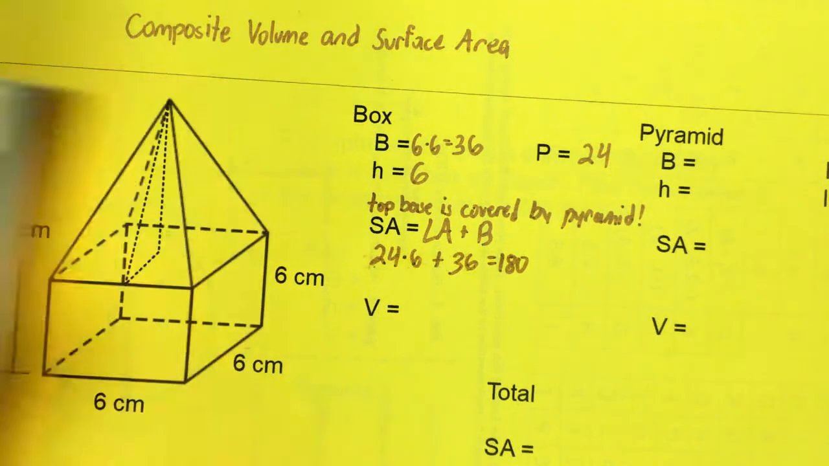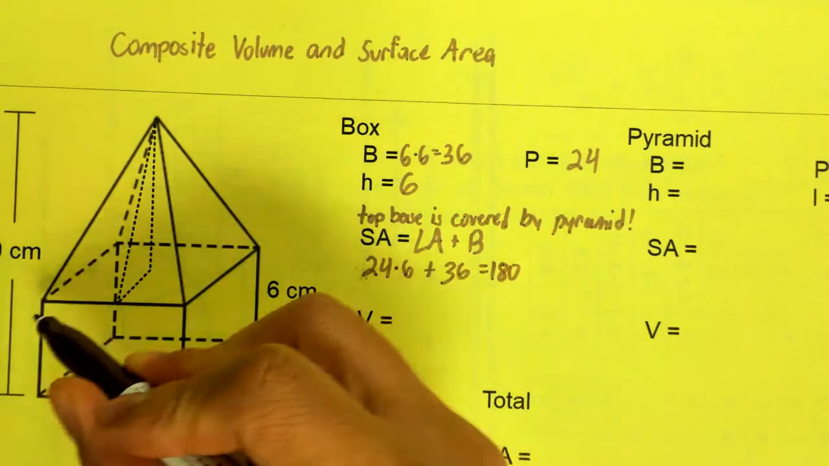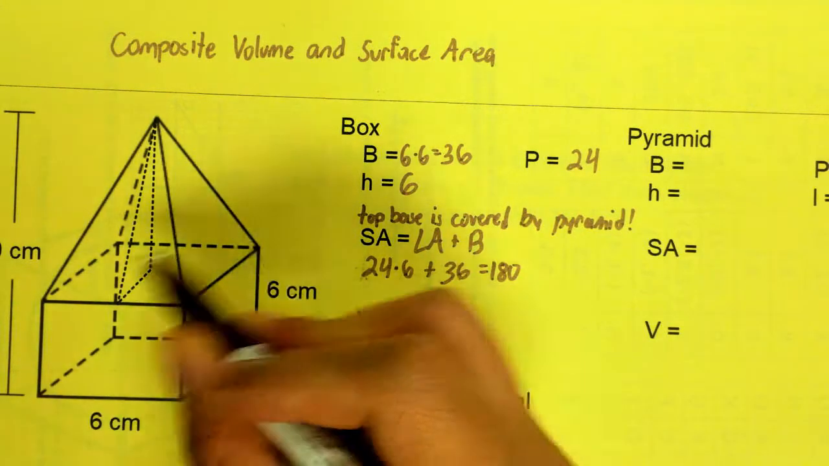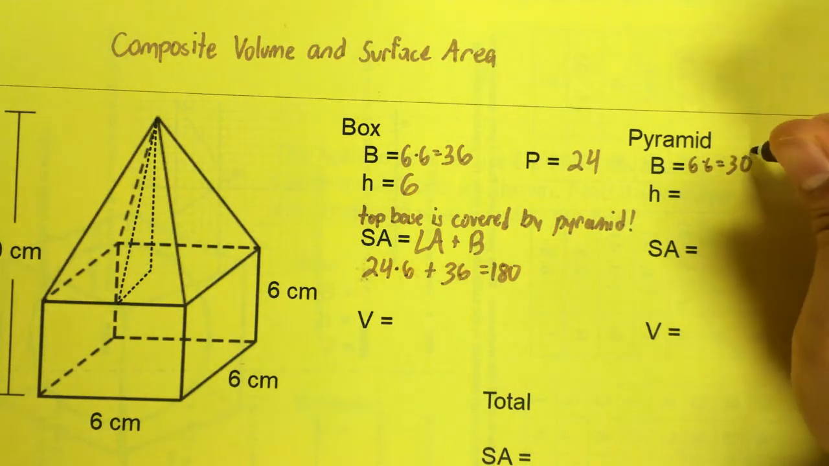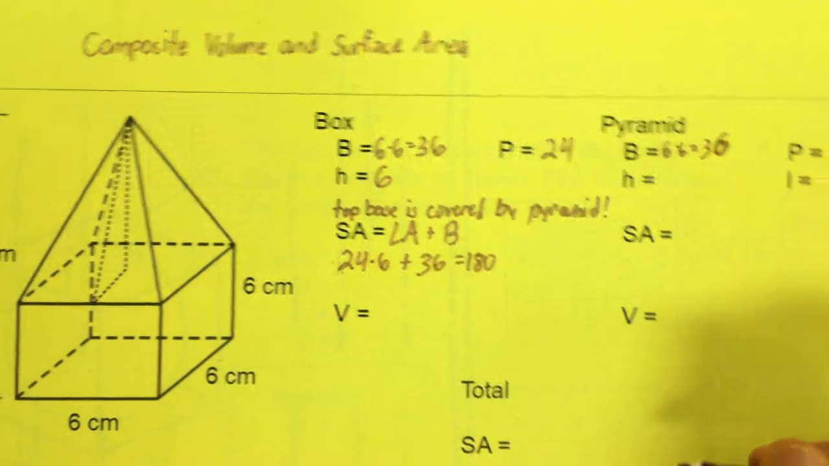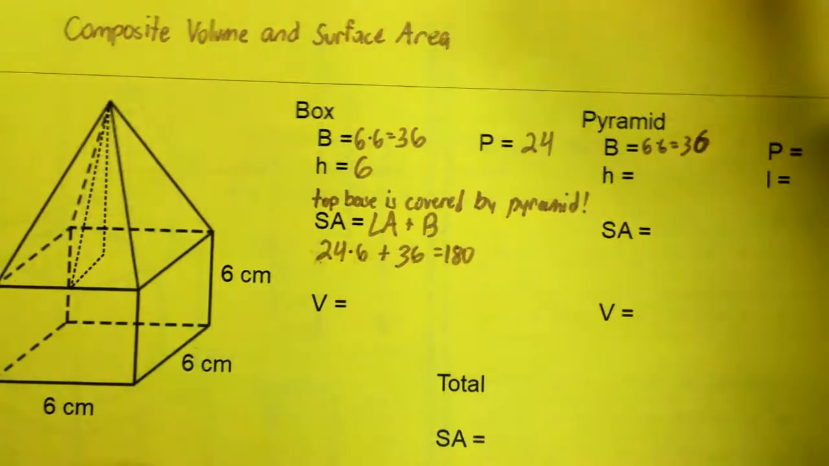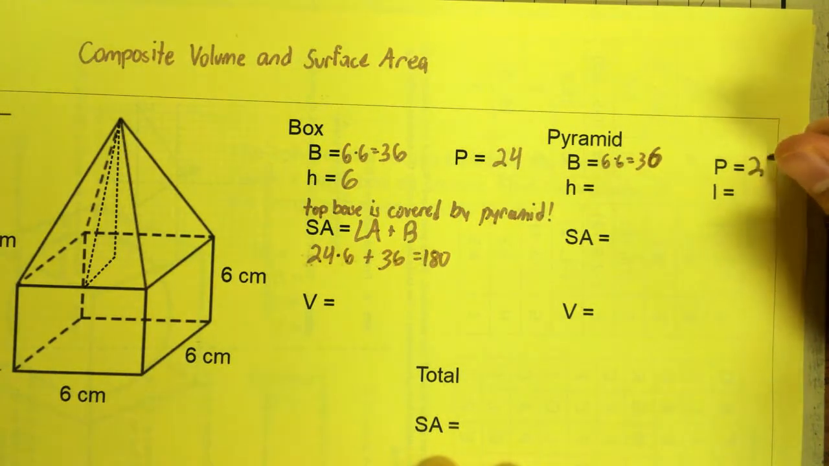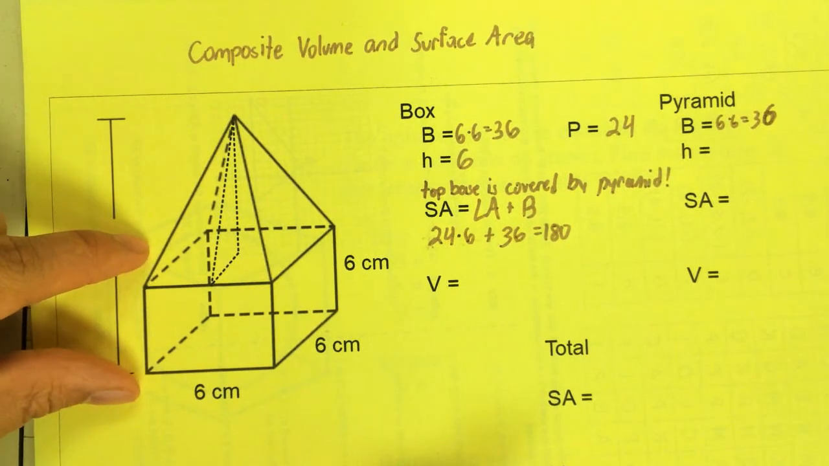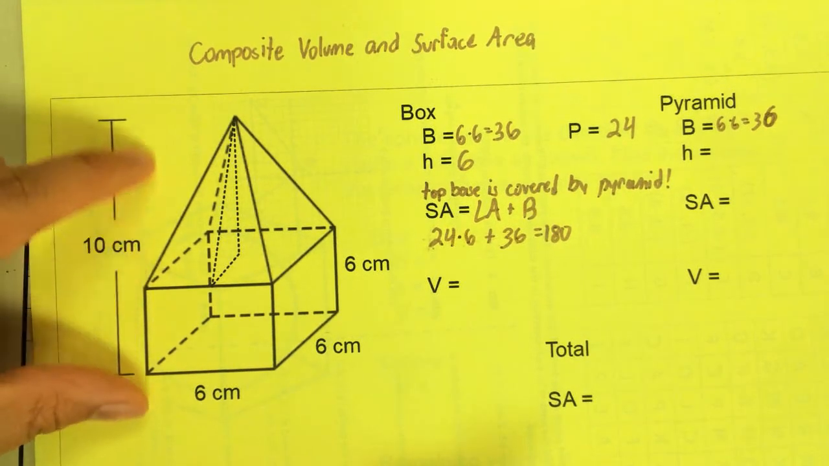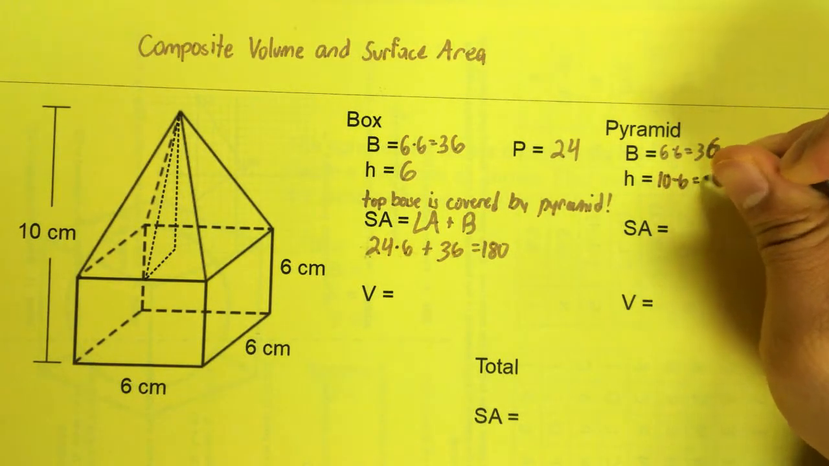Let's take a look at the surface area of a pyramid. Area, base of my pyramid, over here, it's still 36, 6 times 6. Perimeter, it's still 6 plus 6 plus 6 plus 6. Perimeter is 24. And then the height. Your cube is 6 cm tall. The full pyramid is 10. So what we can do is 10 minus 6 to get 4.